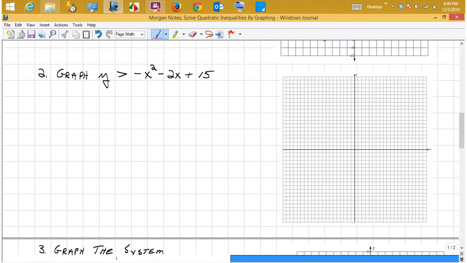Okay, let's do another one. This one is also going to be a dashed line, and let's find the axis of symmetry for this. So what we're actually going to plot is y equals negative x squared minus 2x plus 15. So let's go ahead and plot that. The axis of symmetry is going to be at x equals negative b over 2a. That would be minus negative 2 all over 2a, which would be 2 times negative 1. So my axis of symmetry would be equal to 2 over negative 2, equal to negative 1.